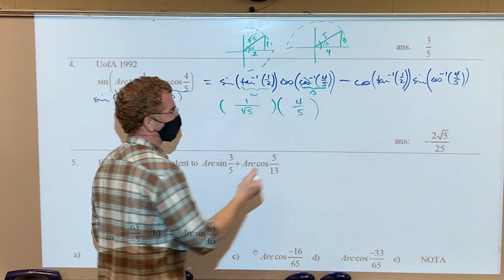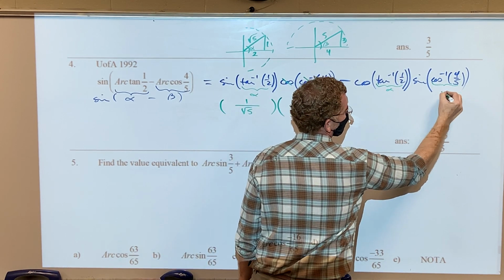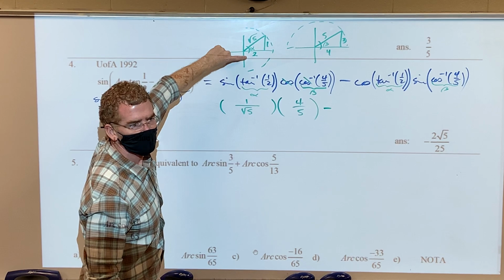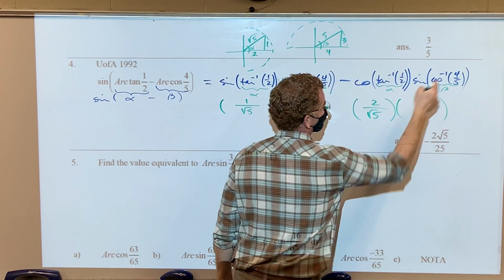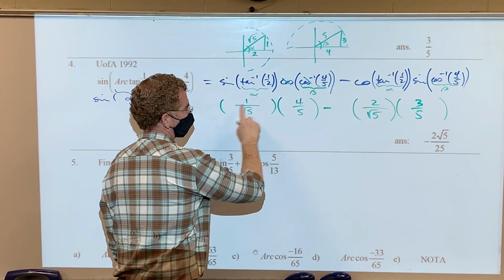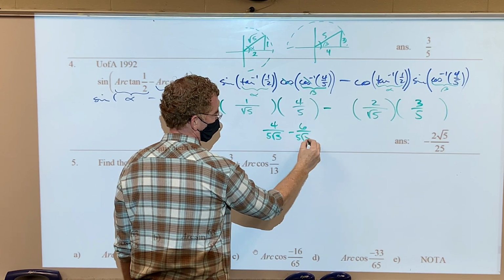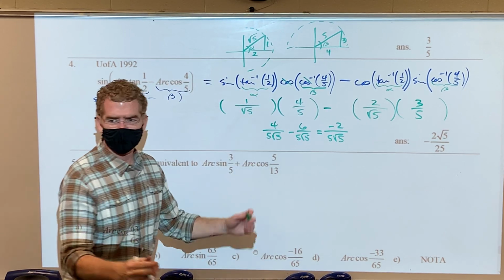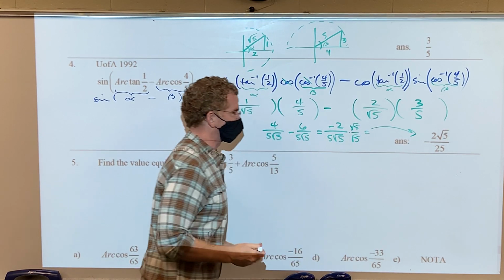And then the second part shouldn't be that bad, because again, inverse tangent of 1/2, that's my alpha. Inverse cosine of 4/5, that's my beta. So what's the cosine of this alpha? 2 over root 5. And what's the sine of that beta? 3/5. So I end up with 4 over 5 root 5 minus 6 over 5 root 5, which is -2 over 5 root 5. But then, like every good pre-cal student, we rationalize and we get -2 root 5 over 25.